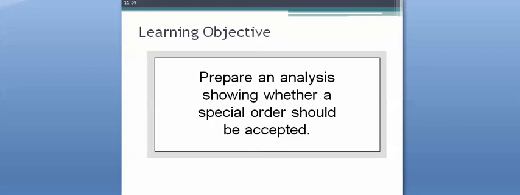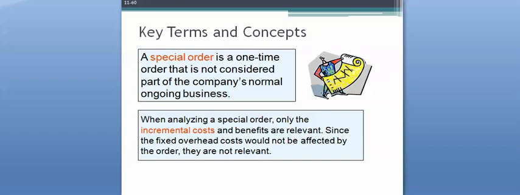In this learning objective, we're going to prepare an analysis showing whether a special order should be accepted or rejected. Special orders are one-time orders that are not considered part of a company's normal ongoing business. When analyzing a special order, only the incremental costs and benefits associated with the order are relevant to our decision. Since the existing fixed manufacturing overhead costs will normally not be affected by a special order, they aren't relevant to our analysis. Let's consider an example of a special order.